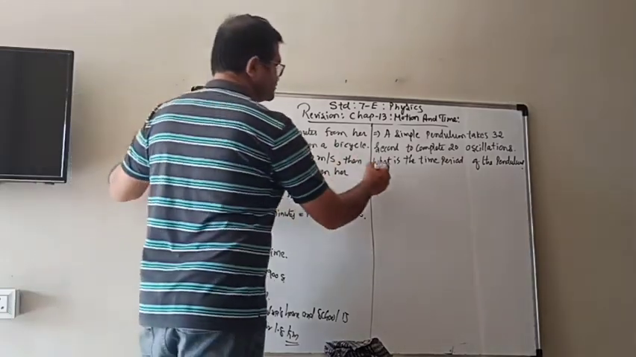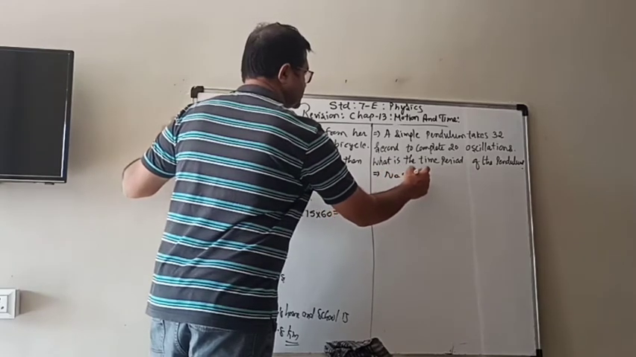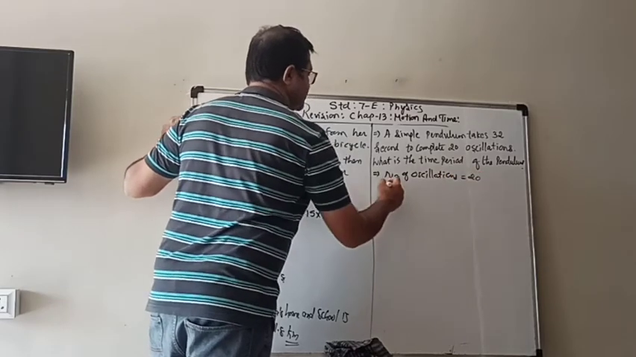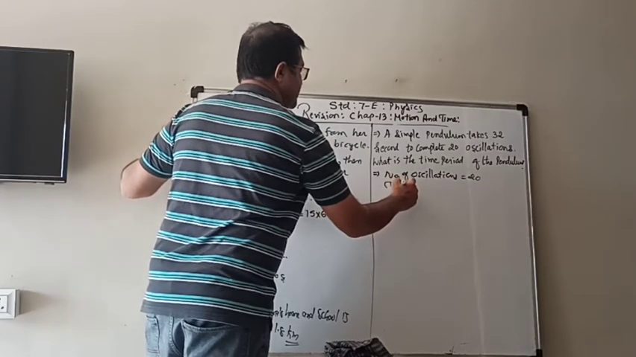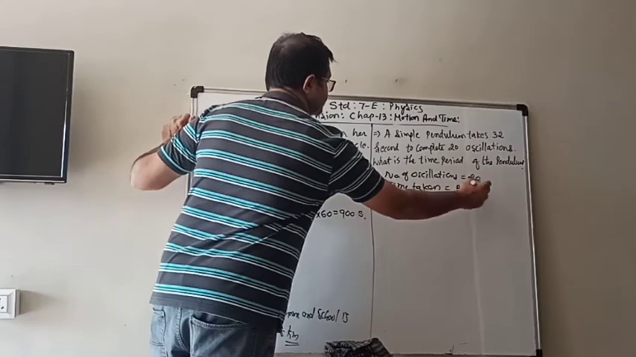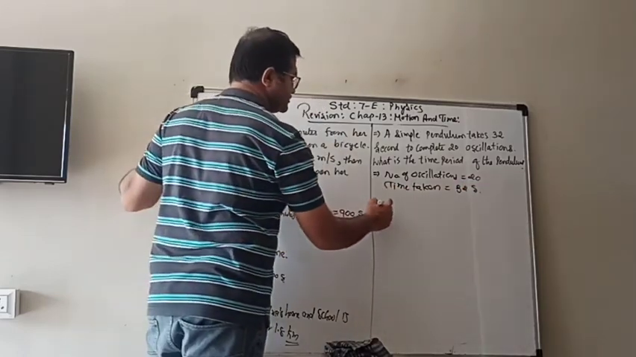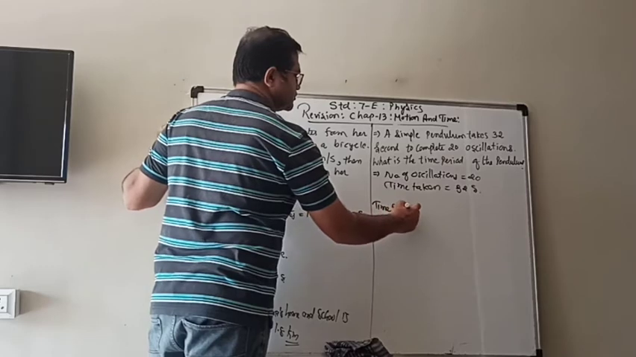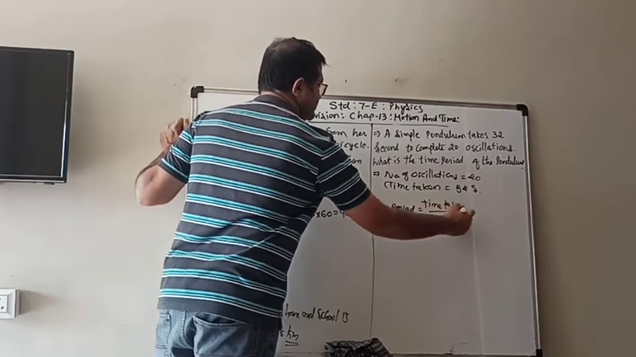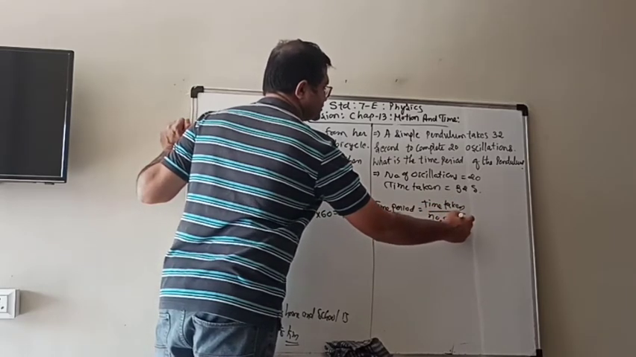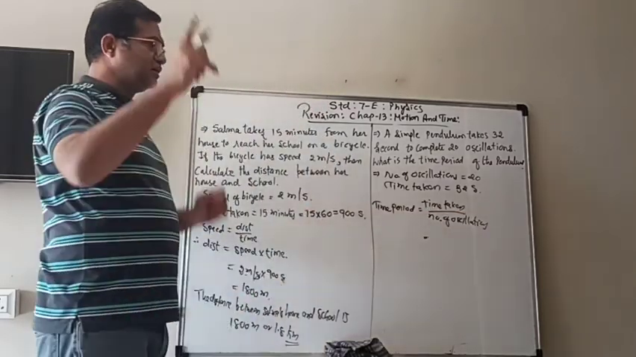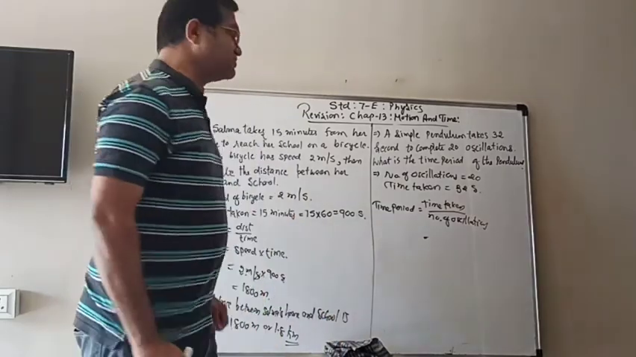So here number of oscillations is 20 and time taken is 32 seconds. So we know that time period is equal to time taken divided by number of oscillations. So we divide by 20, then we get the time for one complete oscillation.